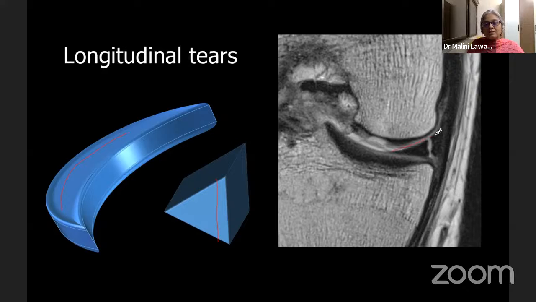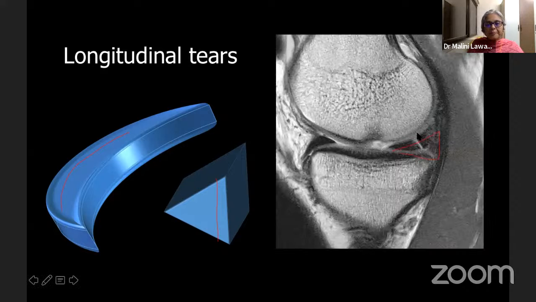This whole thing is the meniscus. And you can clearly see this cleft-like bright signal in the peripheral third reaching superior and inferior articular surface. Again here, you can see this cleft-like signal in the peripheral third. And these are the ones in the red zone peripheral, which are amenable to repair, or if very small, may heal on their own also.